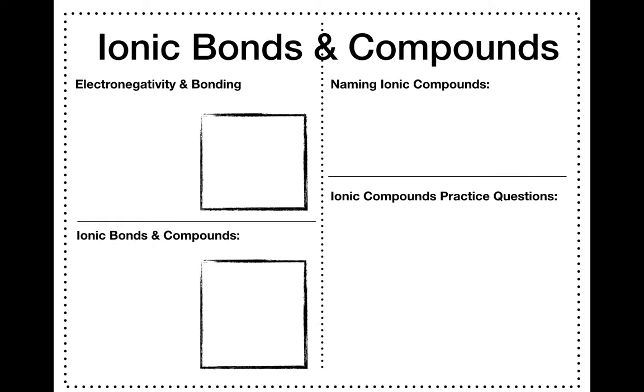So here's your template for today. Notice how we have a 2-pager. We have electronegativity bonding with one diagram, ionic bonds and compounds, other half the same page diagram. A little bit of space for rules, but naming. And you're going to do a table here of practice questions with drawing, naming, and analyzing ionic compounds as well.